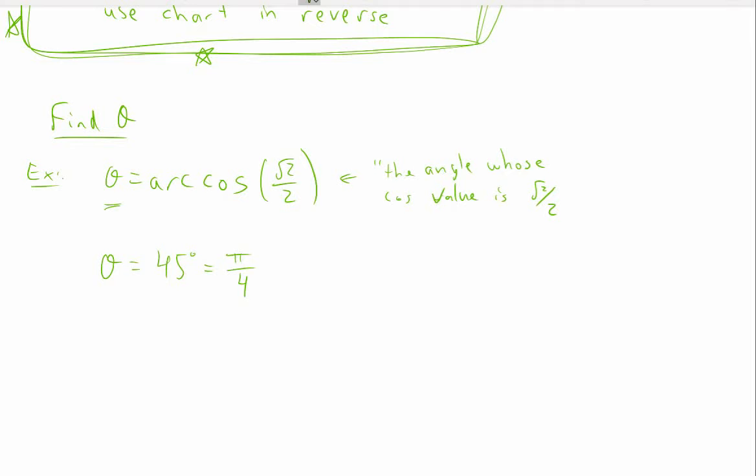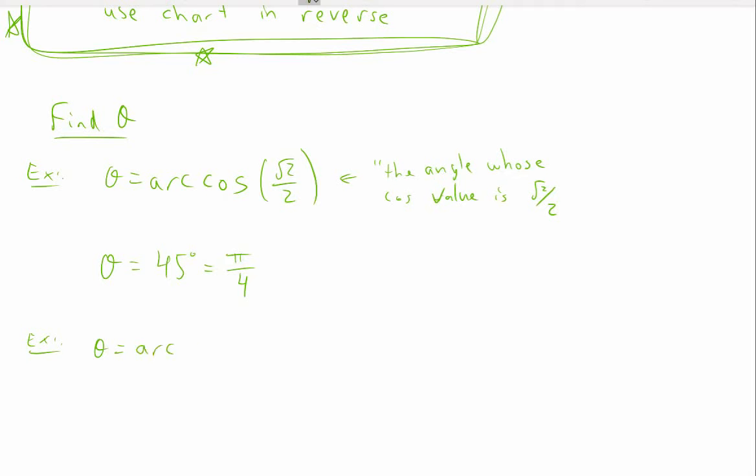Either way, the question itself here is relatively straightforward. Inverse cosine or arc cosine of square root of 2 over 2, that is the angle whose cosine function value is square root of 2 over 2. And that angle we know is 45 degrees. So we've talked about this one a bunch already.